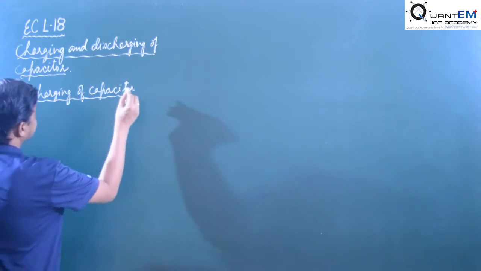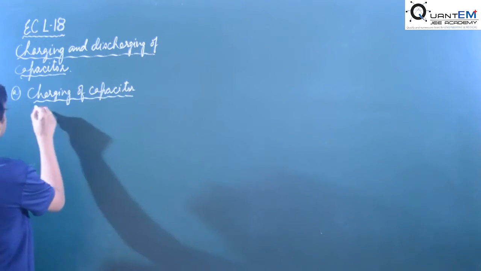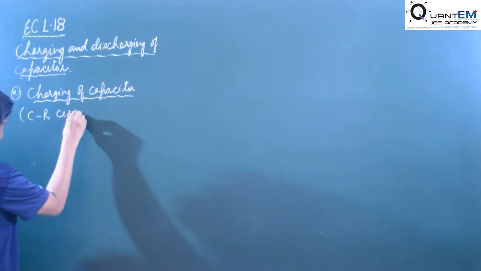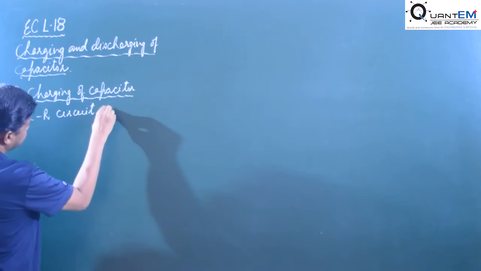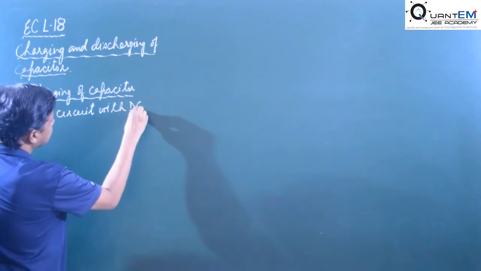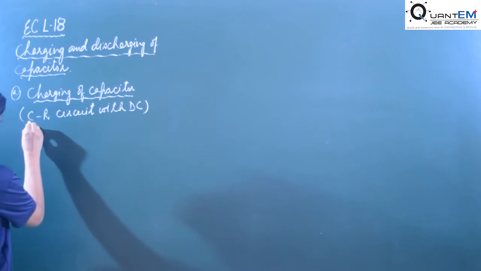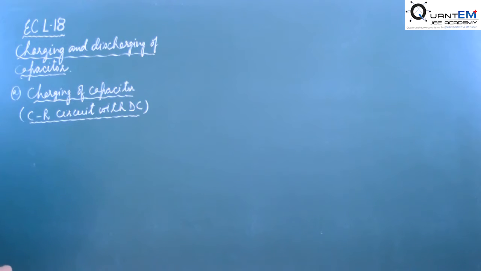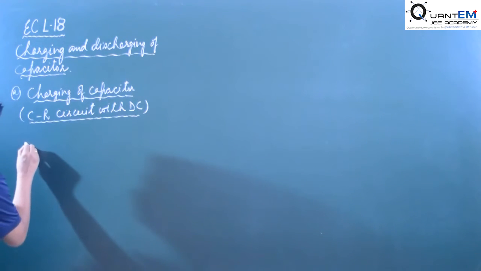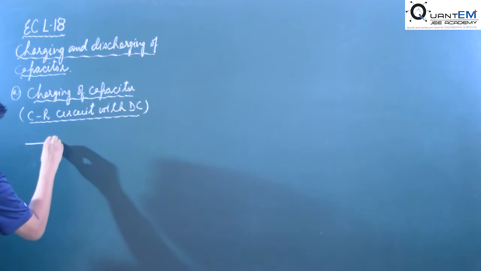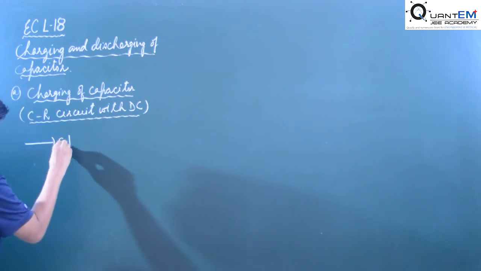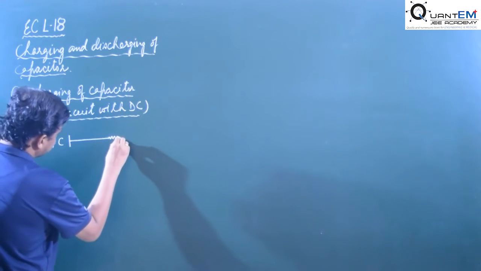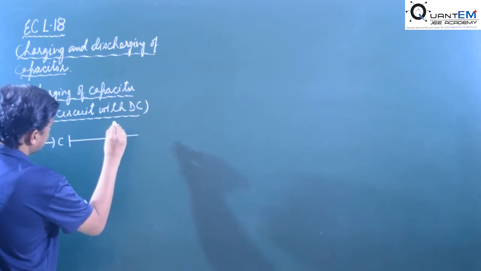Charging of a capacitor is also a capacitor-resistor circuit with DC. We have to study the capacitor and resistor circuit with DC. Now we have a capacitor of capacitance C, and this one is the resistance R.